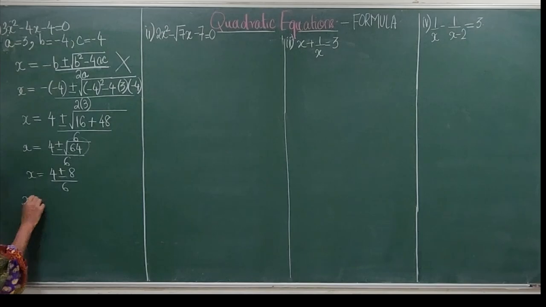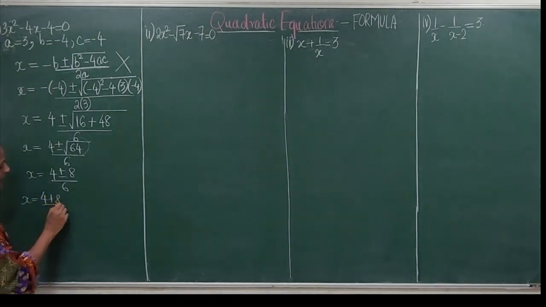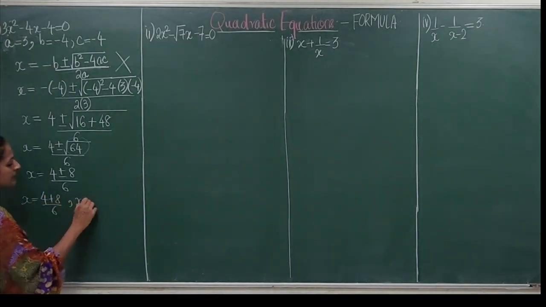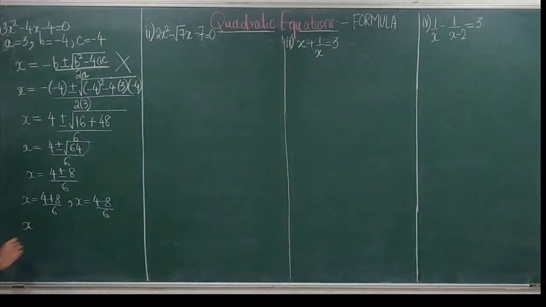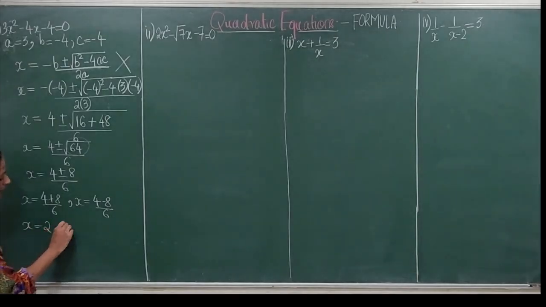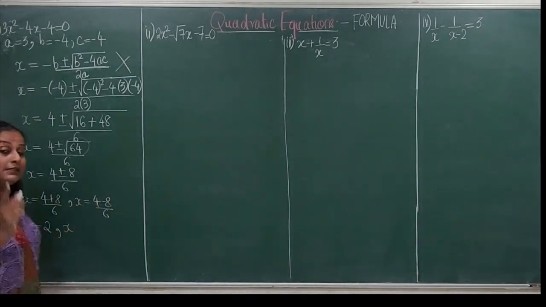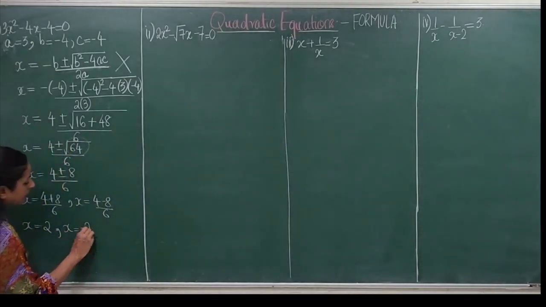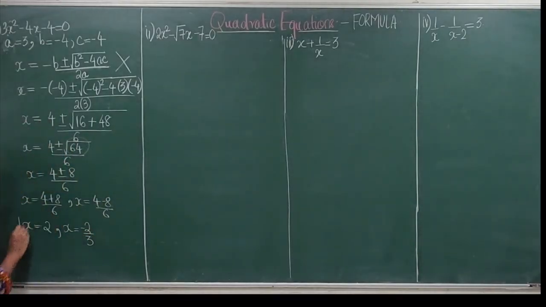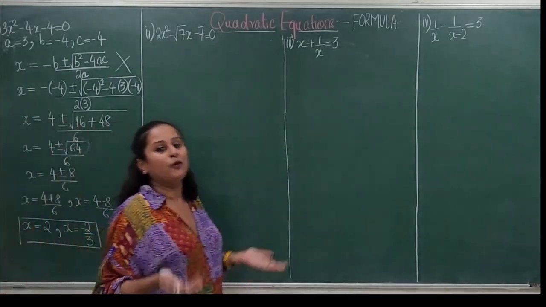So let us find the roots here. First we will say x is equal to 4 plus 8 upon 6 and x is equal to 4 minus 8 upon 6. So what are my values of x? X is equal to, what is 4 plus 8? 12 upon 6, that is 2. And what is the other value of x? 4 minus 8 is minus 4. Minus 4 upon 6 is minus 2 by 3.